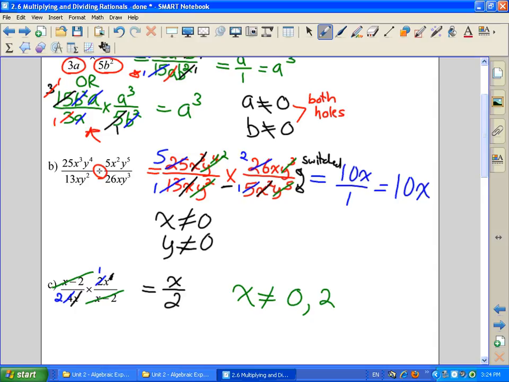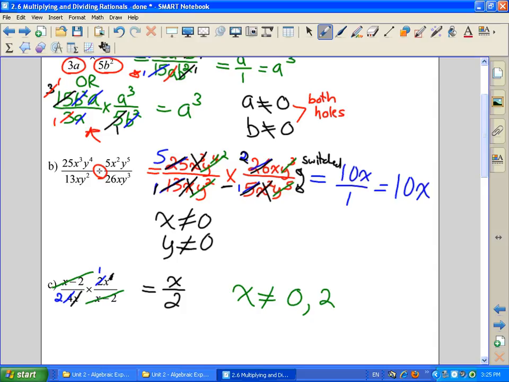I always start with the numerical coefficients first. So 13 goes into 13 once, it goes into 26 twice. Then I look at my other numerical coefficients. 5 goes into 5 once, and it goes into 25 5 times. Then I try to deal with my variables in alphabetical order. So I've got x to the power of 3 times x to the power of 1. So I've got a total of x to the 4th on the top divided by x to the 3rd. So I'm just going to cancel out x to the 3rd with these two.